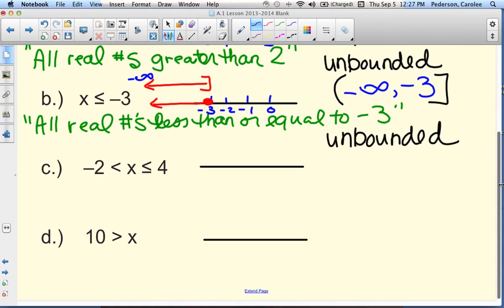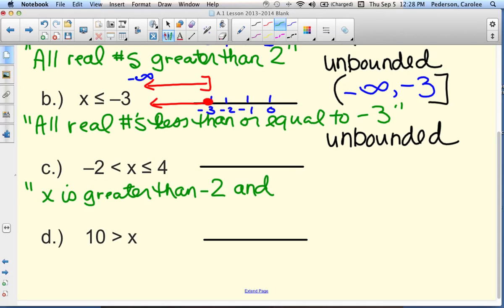Example C. This is what we call a compound inequality. How you say or describe it is x is greater than -2 and less than or equal to 4. So this is a compound inequality.